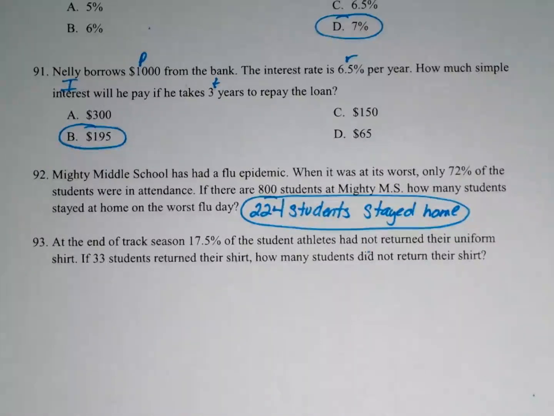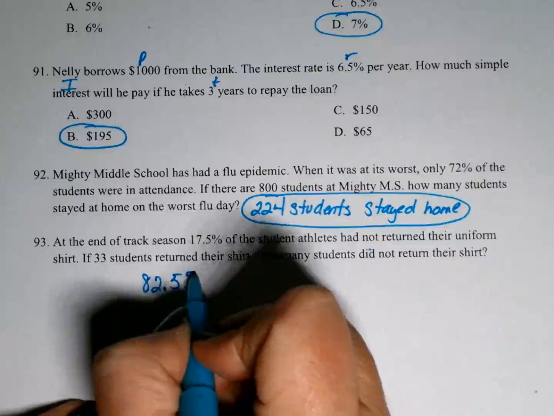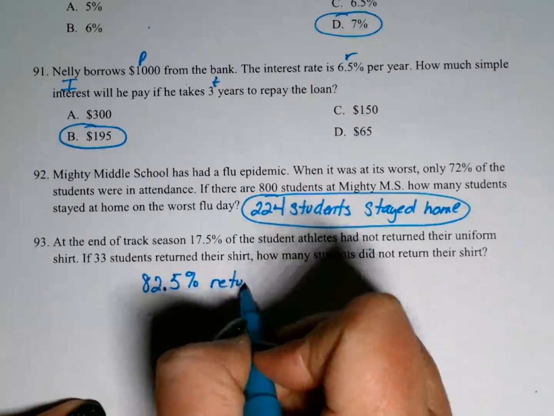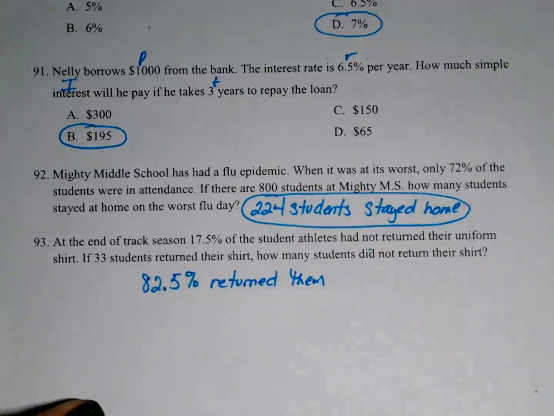17.5. That's not what the problem says. What does the problem say? Listen to my question. If 17.5% of students did not return their shirts, what percent did? 82.5%. So 82.5% returned them on time. Okay?